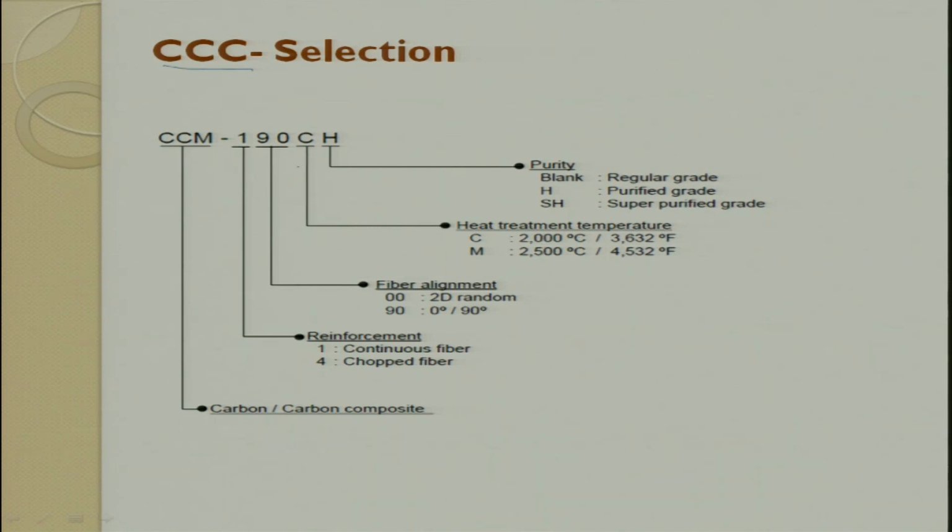So, this H represents purity, how pure the carbon-carbon composite is. Regular grade, H is purified grade, SH is super purified grade. So, these are the grades. So, for CCM composites, this is the signature which it follows. The first digit talks about reinforcement, the next digit about alignment, the next digit about heat treatment, and the last digit about purity of the composite.